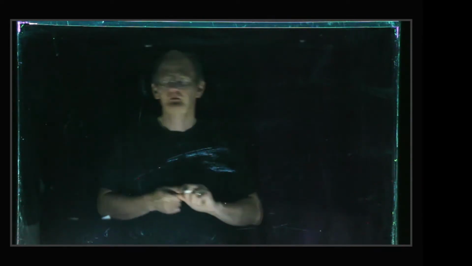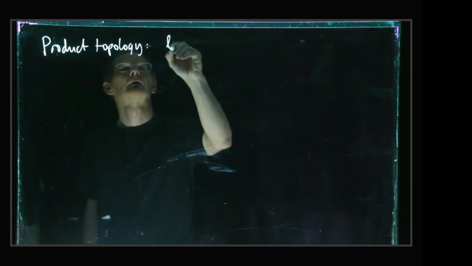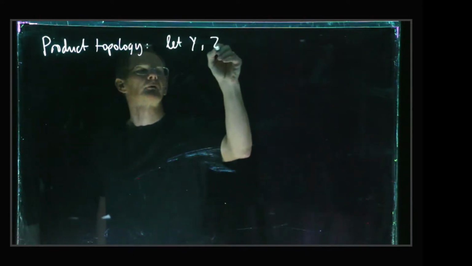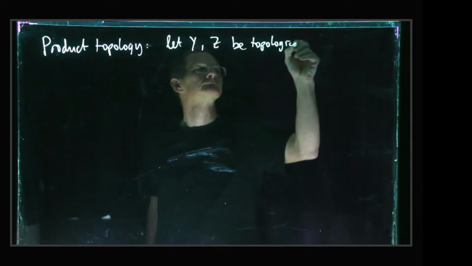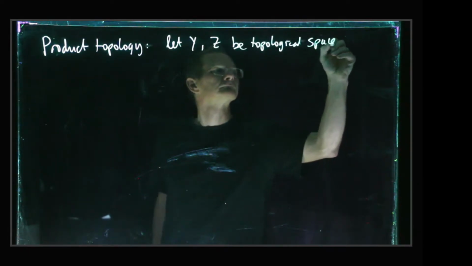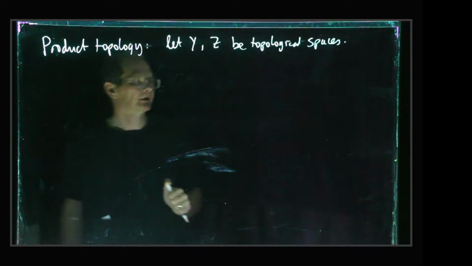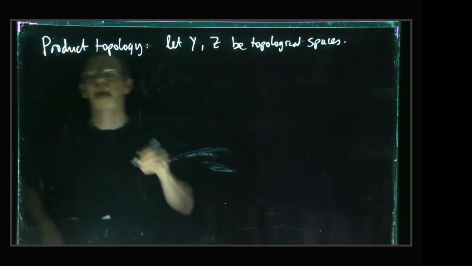So in the last video we had the coproduct topology. In this video we're going to have the product topology. Okay, so again let Y and Z be topological spaces, and we're going to introduce a topology on Y cross Z.